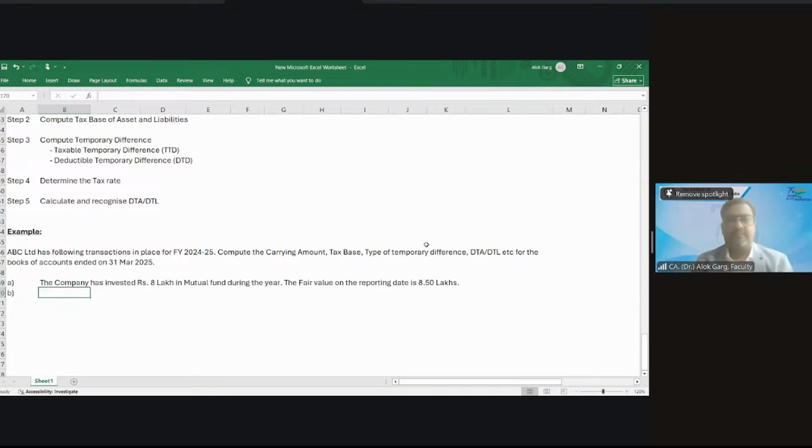B. The value of machinery purchased is 1 lakh. Life is 10 years. In income tax, depreciation is WDV at the rate of 20%. The value of machinery purchased is 1 lakh in the beginning of the year.